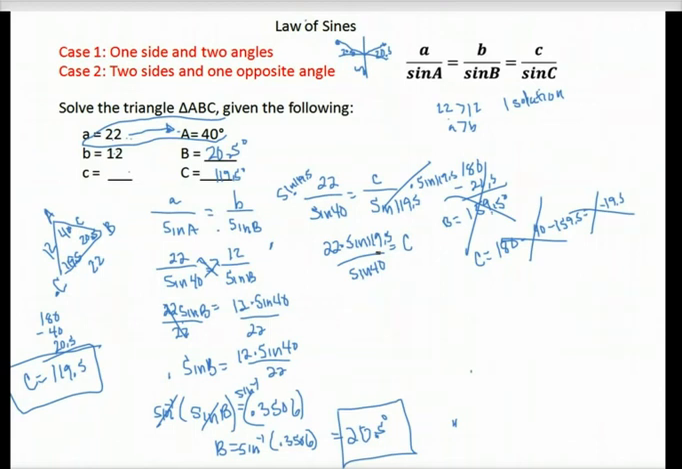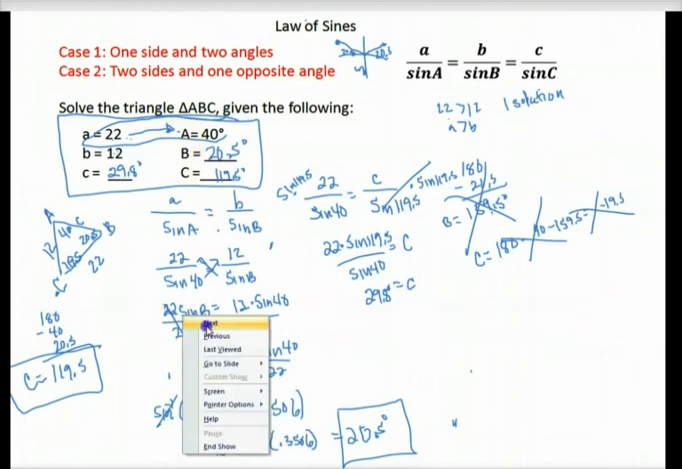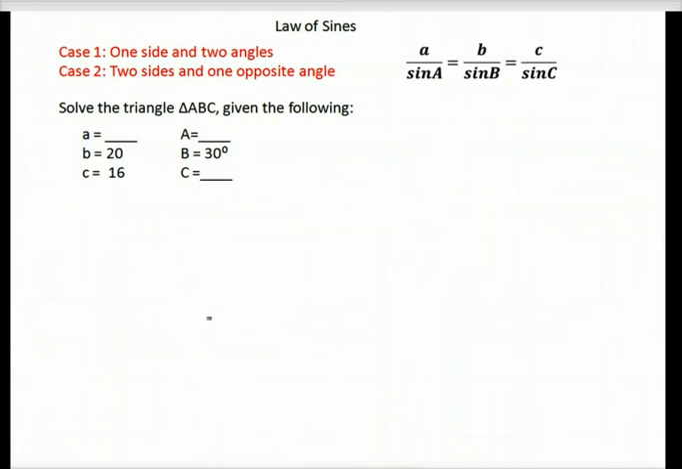And I get about 29.8. And we have solved this triangle. We found all the missing parts. It only had one set of solutions, so we are done.